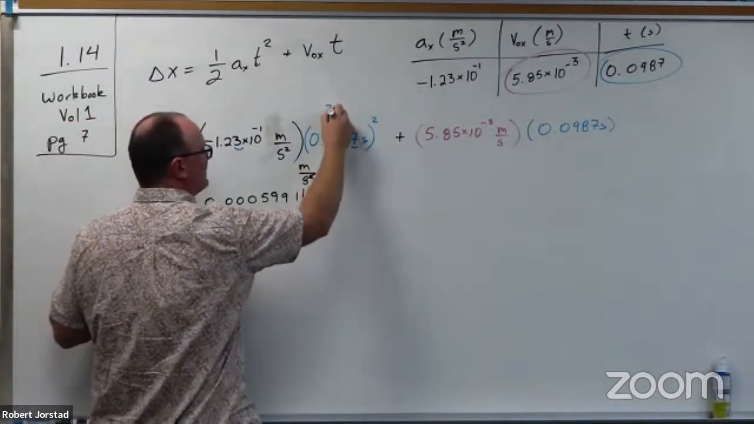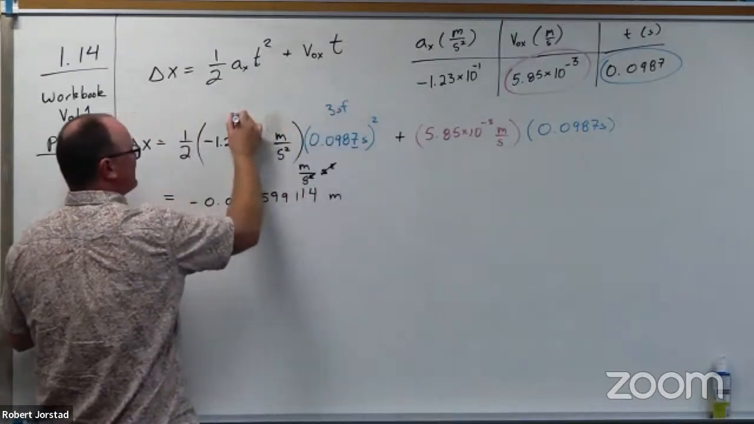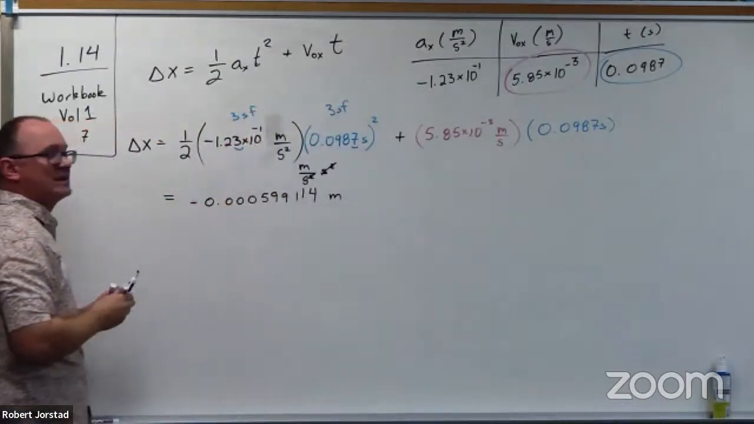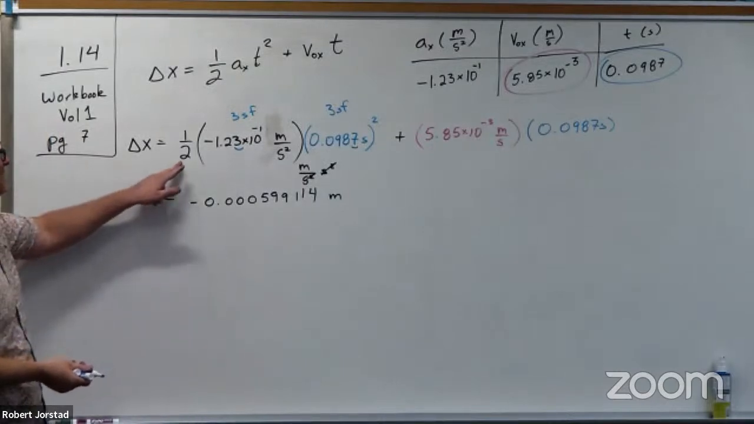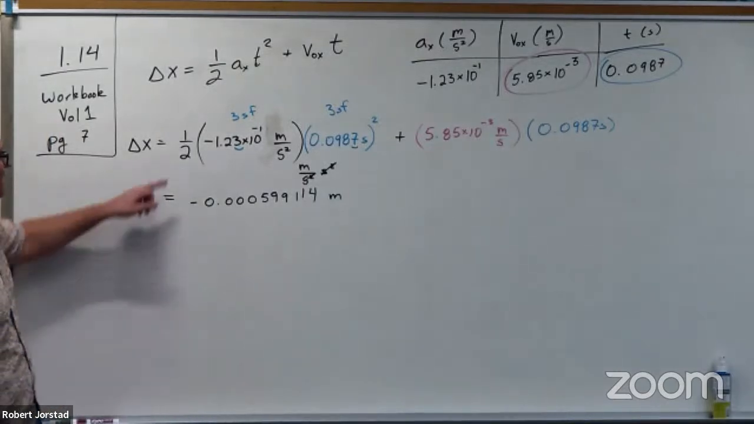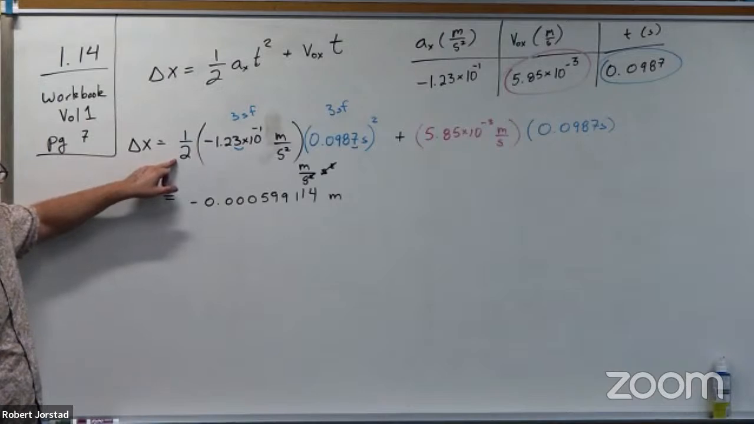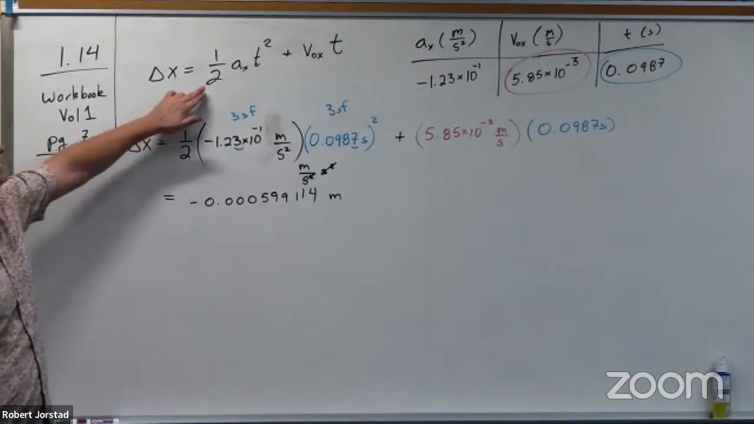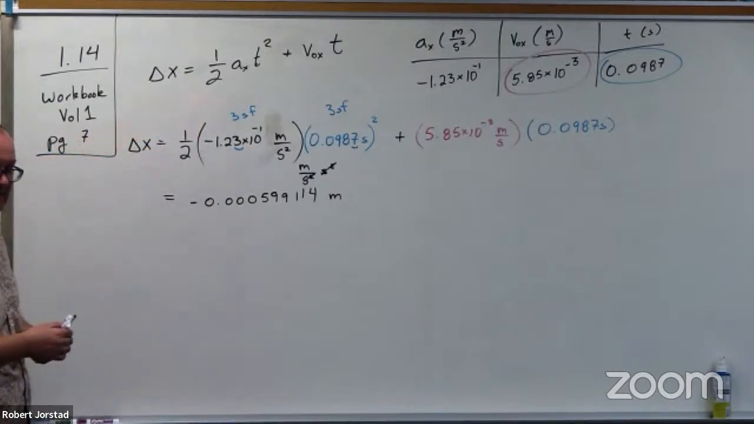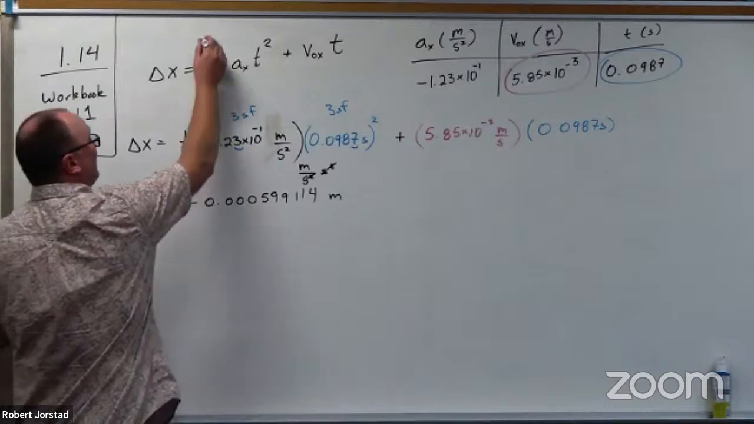So this is a 3 sig fig number. This is a 3 sig fig number. How many sig figs are these? At first glance, you might be saying, this is a 1 sig fig, this is a 1 sig fig. But this number is an exact fraction from calculus.